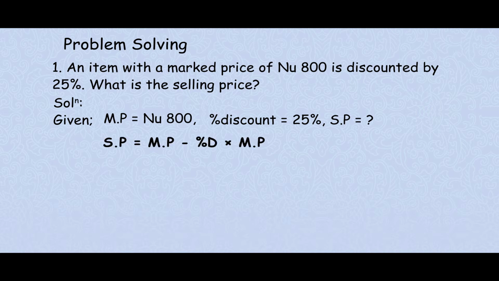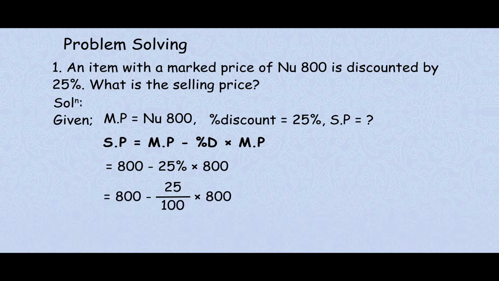We know that selling price is equal to marked price minus percent discount times the MP. This is a formula to find directly the selling price. Therefore, it is equal to marked price, which is given, 800, minus 25% of 800, or times 800. So it is equal to 800 minus 25 over 100, percent means over 100, times 800. By using BEDMAS, we have to solve 25 over 100 times 800 first. By solving this one, we get 200. So 800 minus 200 is equal to Nu 600.